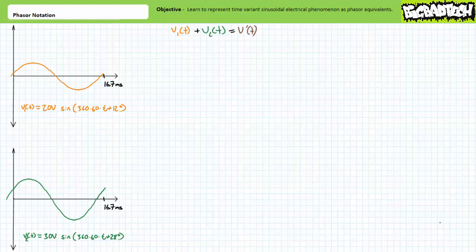What's a sine wave plus a sine wave? The simple answer is another sine wave. However, the complexities lie in determining the properties of the resultant sine wave.